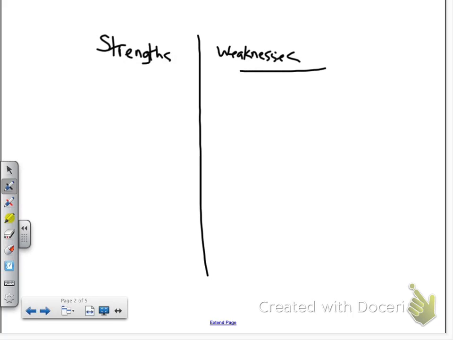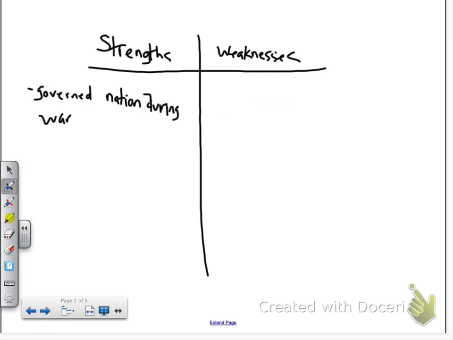Alright, let's start first with the strengths of the Articles of Confederation, because there was good things. What were some of the strengths that they found in the government while it was under the Articles of Confederation? Dev, give me one. It governed the nation during the Revolutionary War. Good. So it governed the nation during the war. That is the one thing it did. It made sure that we were able to have a government during the war.